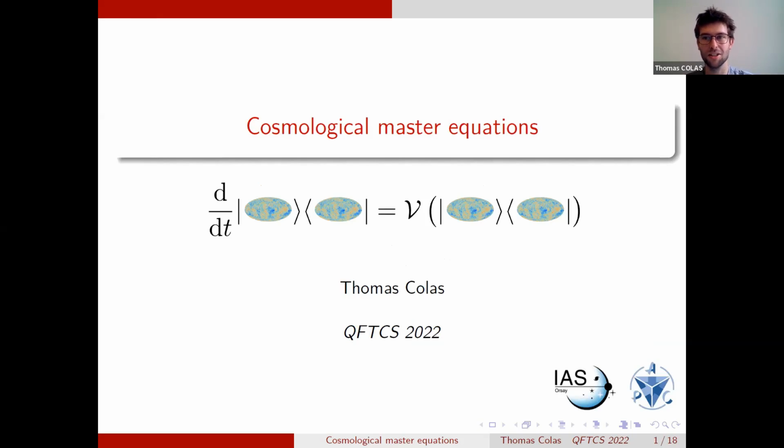So I'm a second-year PhD student working with Julien Grain and Vincent Venin on quantum aspects of the early universe. And today I would like to present our work on cosmological master equations. Master equations are tools that come from quantum optics and that we want to implement in cosmology. But broadly speaking, my talk is about how we do perturbation theory in cosmology when the quantum regime is relevant, as is the case during the early universe.